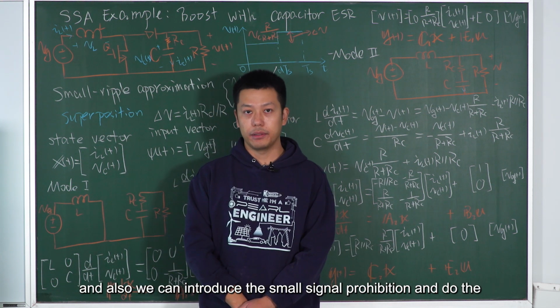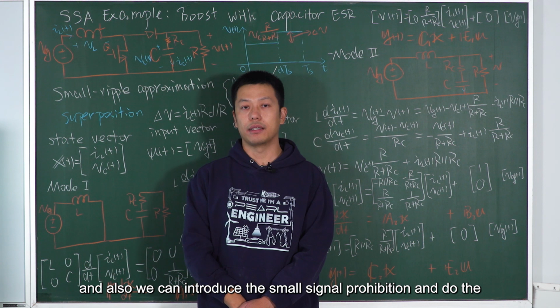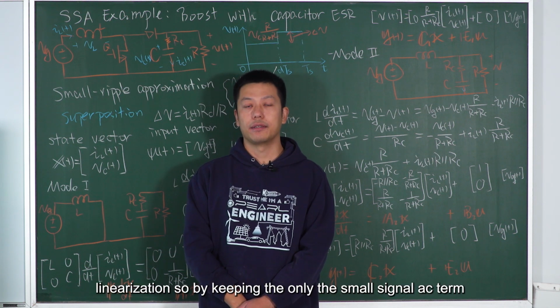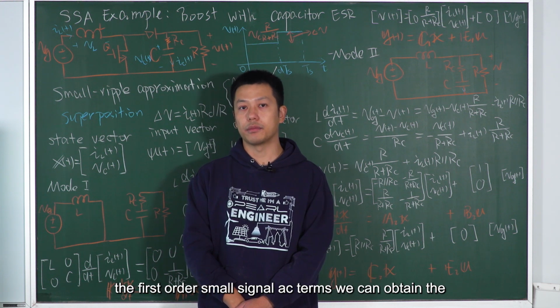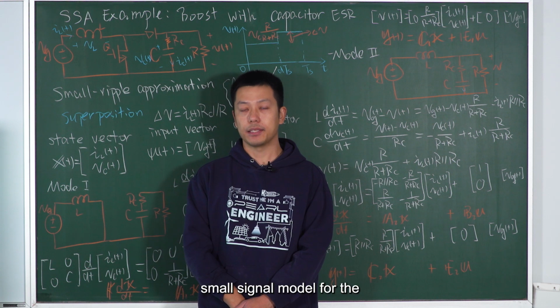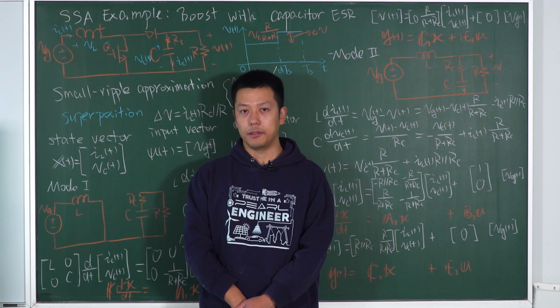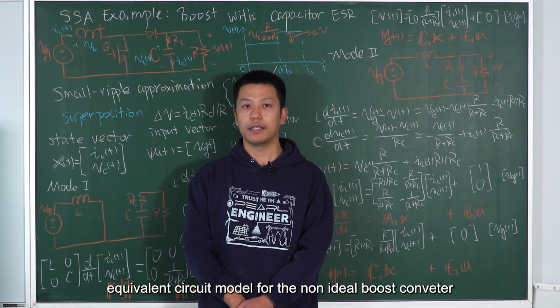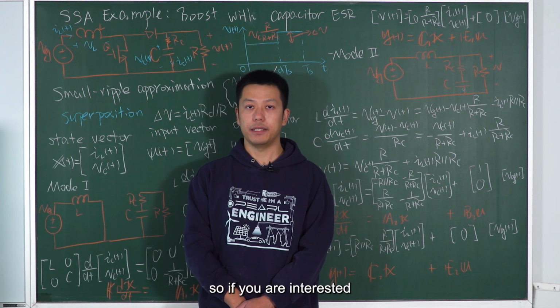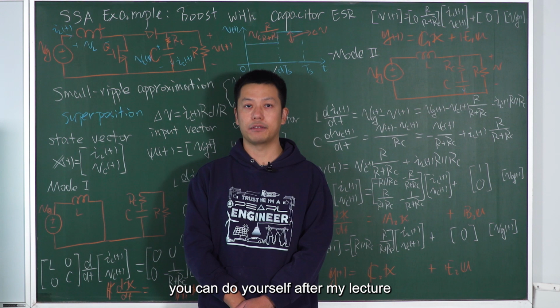And we can also introduce the small signal perturbation and do the linearization. By keeping only the first-order small signal AC terms, we can obtain the small signal model for the boost converter with ESR. Then we can also get the equivalent circuit model for the non-ideal boost converter. If you are interested, you can do it yourself after my lecture.